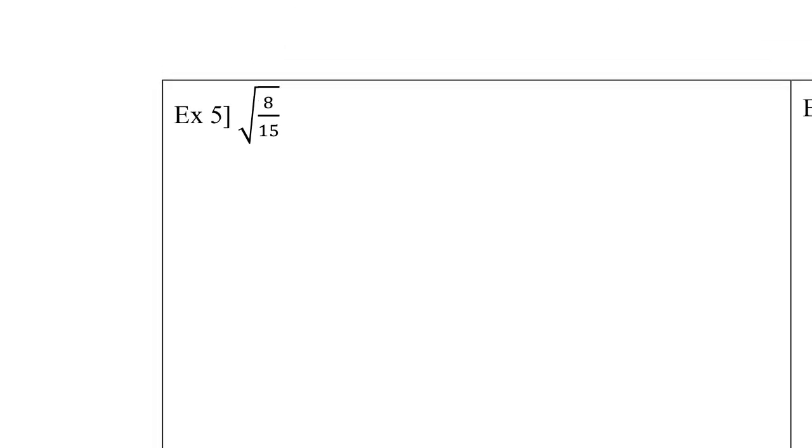Square root of 8 over square root of 15. I need to see if I can simplify this first, and we need to make sure that we don't have any radicals left over in the denominator. I can't do anything with 8 over 15, so I'm going to use my division property to split this apart. So this will be square root of 8 over square root of 15. Square root of 8 I can simplify, so let's go ahead and do that before we start trying to get rid of the radical out of the denominator.